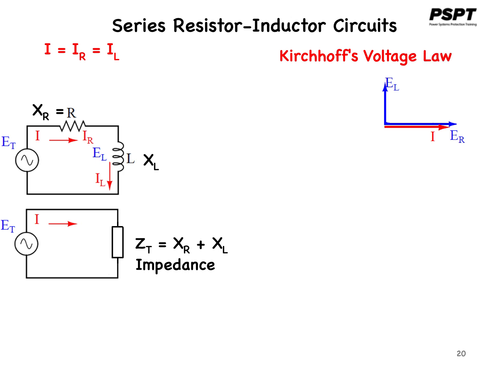We know from Kirchhoff's voltage law that the voltage drops around the circuit have to add up to zero. In other words, the voltage drops across the resistor and the inductor have to equal the voltage of the source. And in this case, this is what the vectors would look like, where the phasor ER, when added to the phasor EL, must equal the phasor ET of the source.